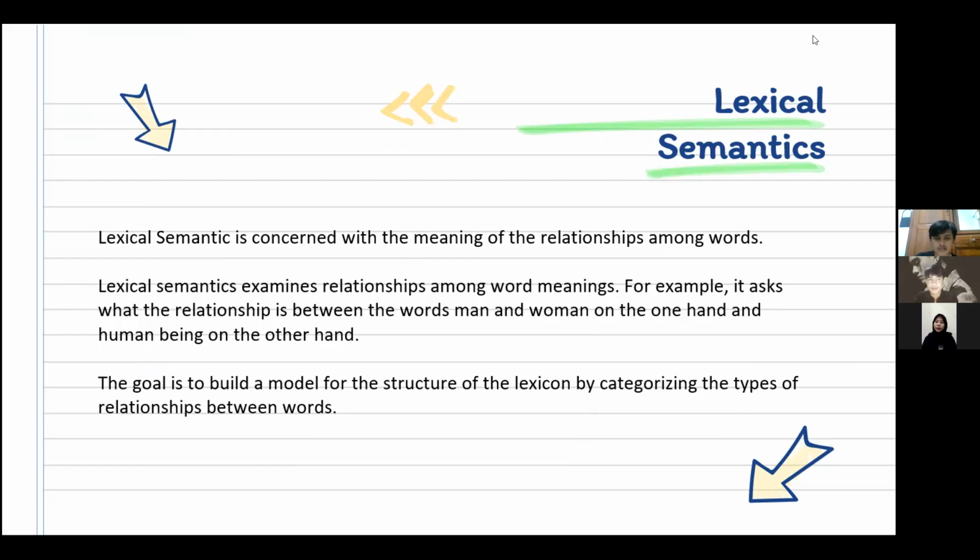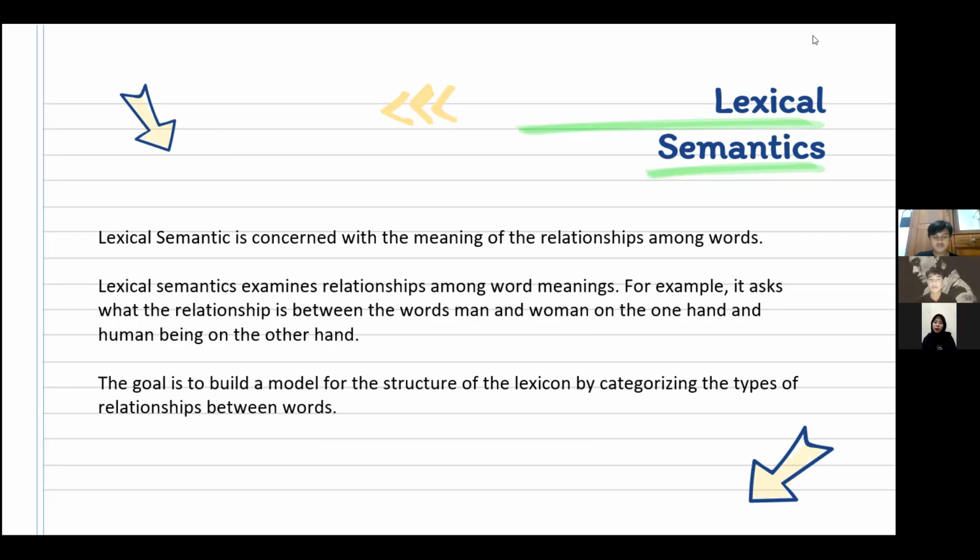For example, it asks what the relationship is between the words man and woman on the one hand and human being on the other hand. How are the adjectives large and small in some relationship to each other, as the pair dark and light? What is the difference between the meaning of words such as always and never and the meaning of words such as often and seldom? What do language users actually mean when they say that a dog is a type of mammal? So lexical semantics investigates such questions.